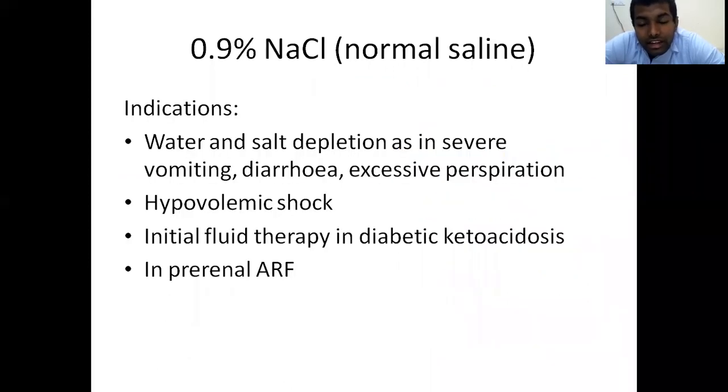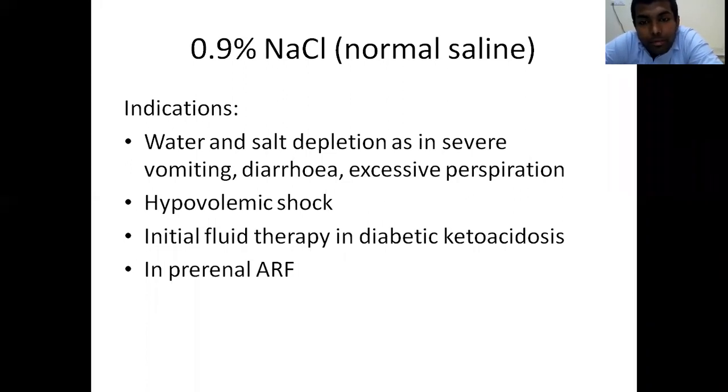Now, what are the indications when you should give normal saline? When the water and salt depletion is severe. Example, when the patient has vomiting, diarrhea, and excessive perspiration, or if the patient has hypovolemic shock, or if there is initial fluid therapy in diabetic ketoacidosis, or in pre-renal acute renal failure. Now, these are the cases where we give normal saline.